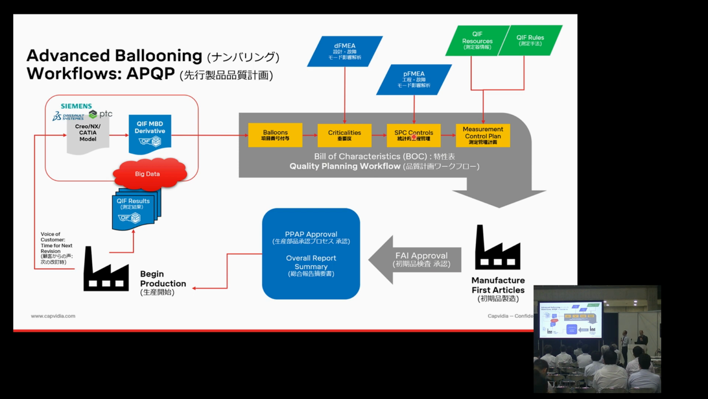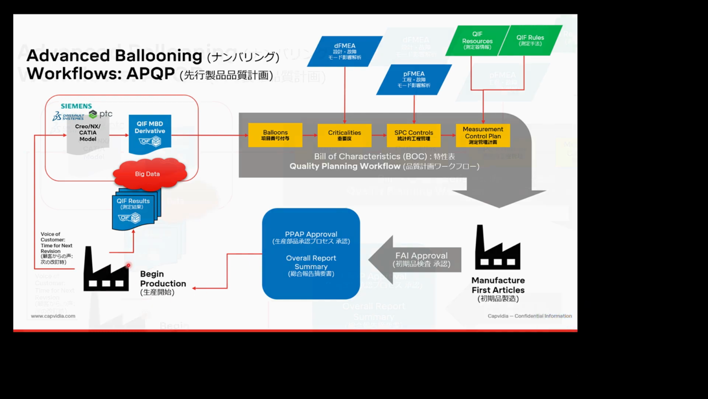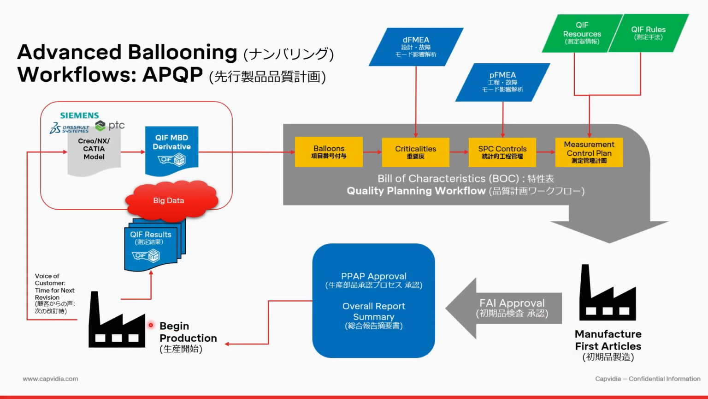high quality workflow. With a list of QIF resources and possibly QIF rules, you can then begin to build the specific measurement plan that you will implement, including inspection frequencies, the devices that you will use to measure each of the items on your bill of characteristics, and so forth. Next, we will get into manufacturing the first articles. Once that is successful, we get to the stage of FAI approval or PPAP approval, and then we can get into large-scale production of the component.